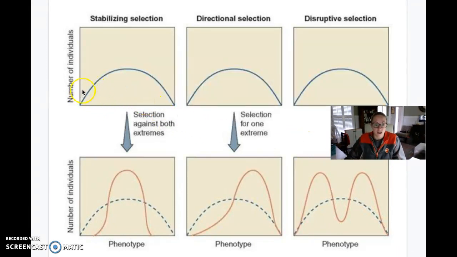Okay, so the number of individuals is on your y-axis, and the trait is on your x-axis. You're not really given the phenotypic trait here, but you're given a couple of examples. So this stabilizing example is what we're starting with. This is our original population, and it's the same across the board. The selection selects against both extremes in stabilizing.